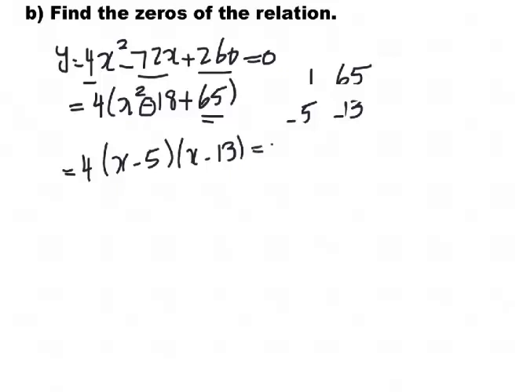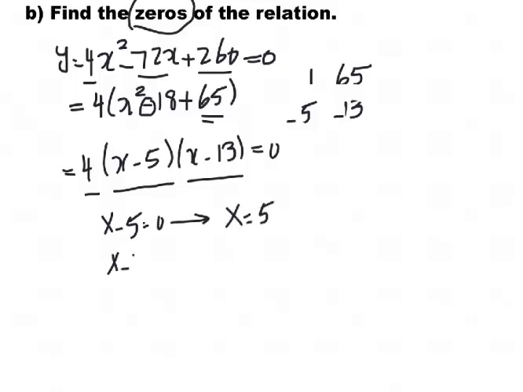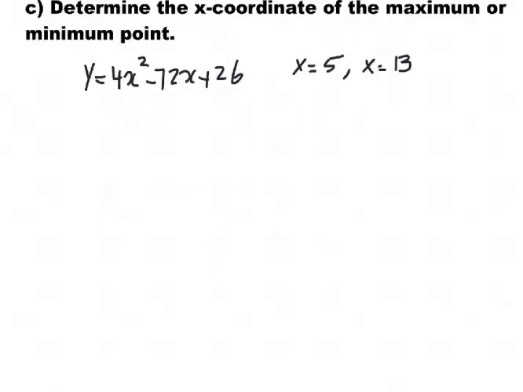Now I have to make this equal to 0 to find the zeros. This is the product of three numbers, 4, x minus 5, and x minus 13. To make this equal to 0, one of these numbers has to be 0. 4 cannot be 0, so x minus 5 is 0. This gives me x is equal to 5, or x minus 13 is equal to 0, which gives me x is equal to 13.